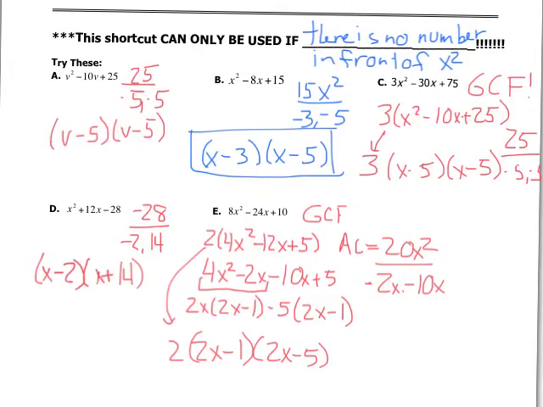Okay, so looking at the try these, on A, I see there's no number out in front of the v squared, so I can do my shortcut. Numbers that multiply to 25 that add to negative 10 would be negative 5 and negative 5, so v minus 5 are my two sets of parentheses.